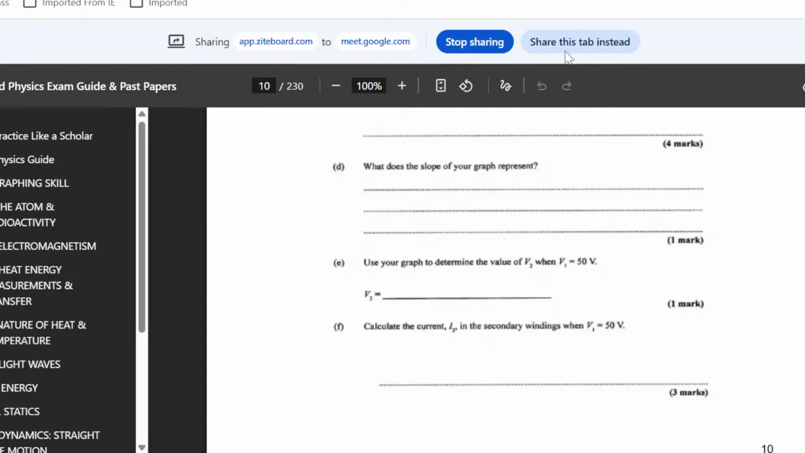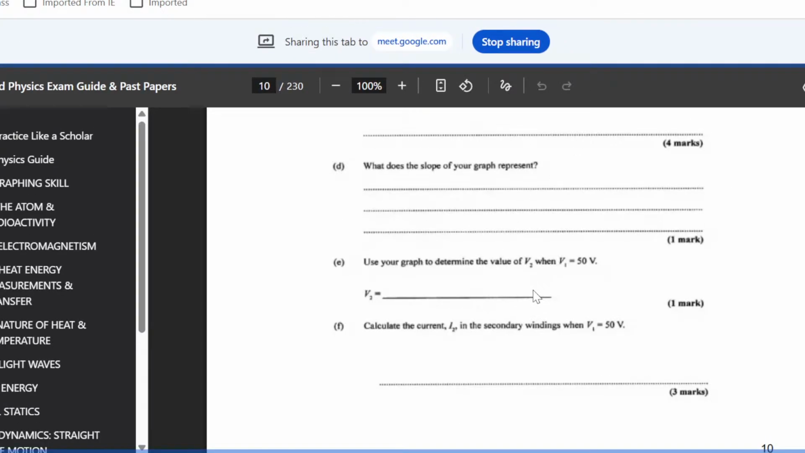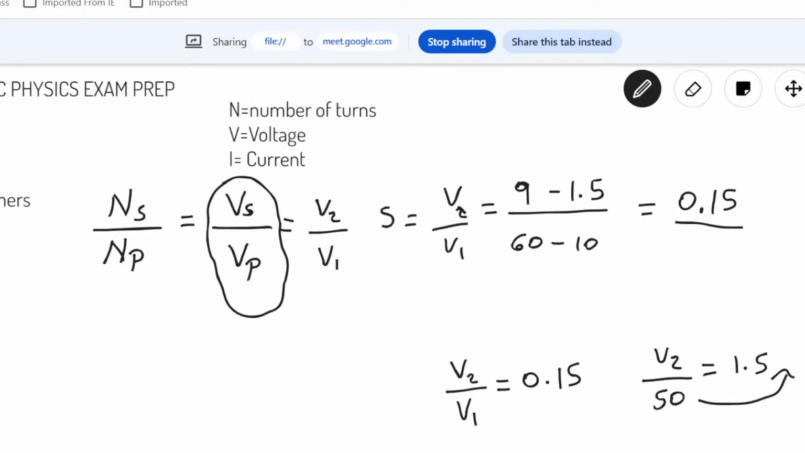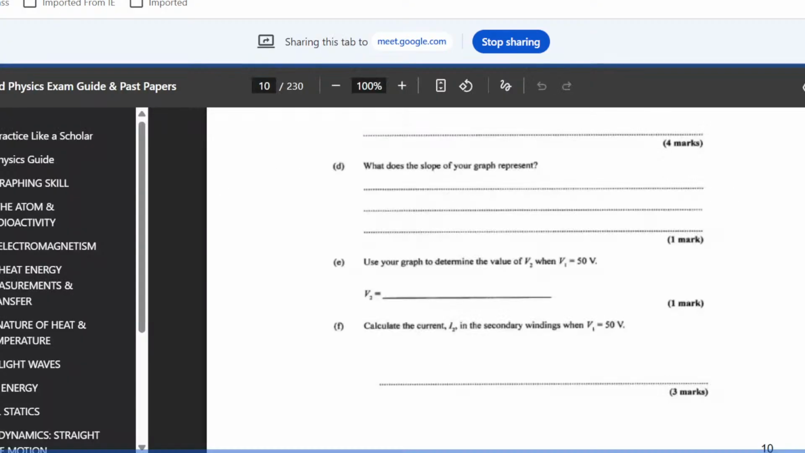All right, but in a case like this, if they say use a graph, use a graph. So sometimes, at least you know what the value should be, but again, use a graph.